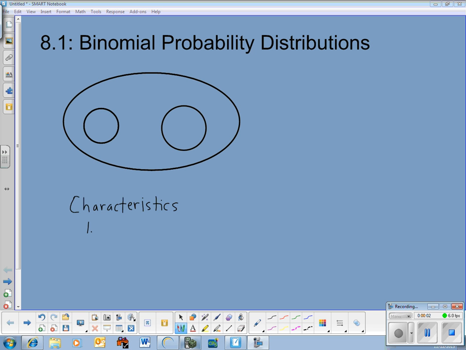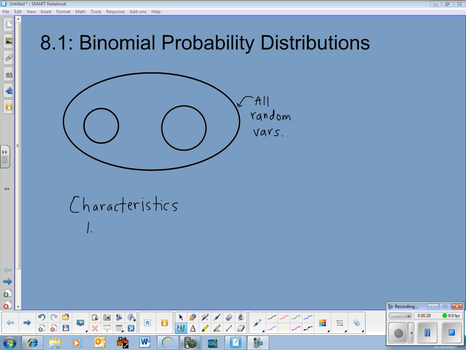All right, today's topic is binomial probability distributions. In all of Chapter 7, we talked about random variables and probability distributions, and this outside bubble is all random variables. So write down how many cats everybody has, or how many siblings everybody has. There's discrete and continuous and so on and so forth.